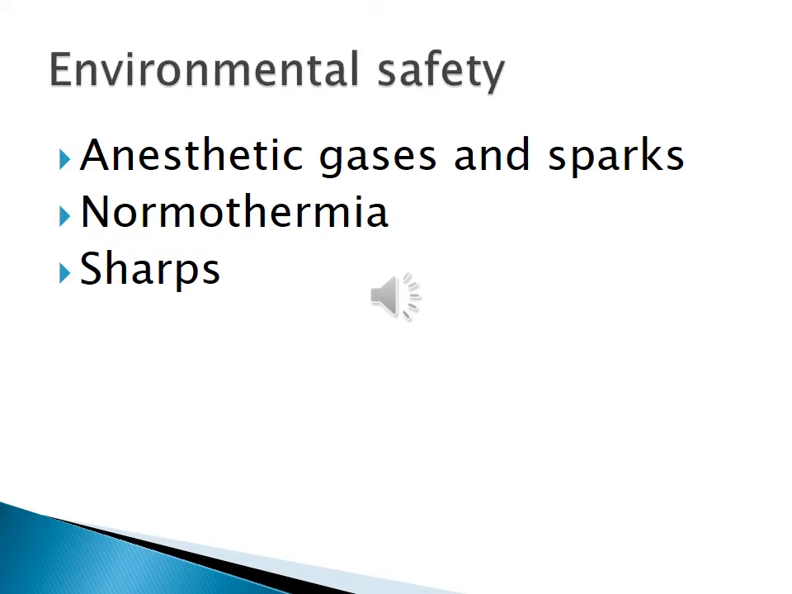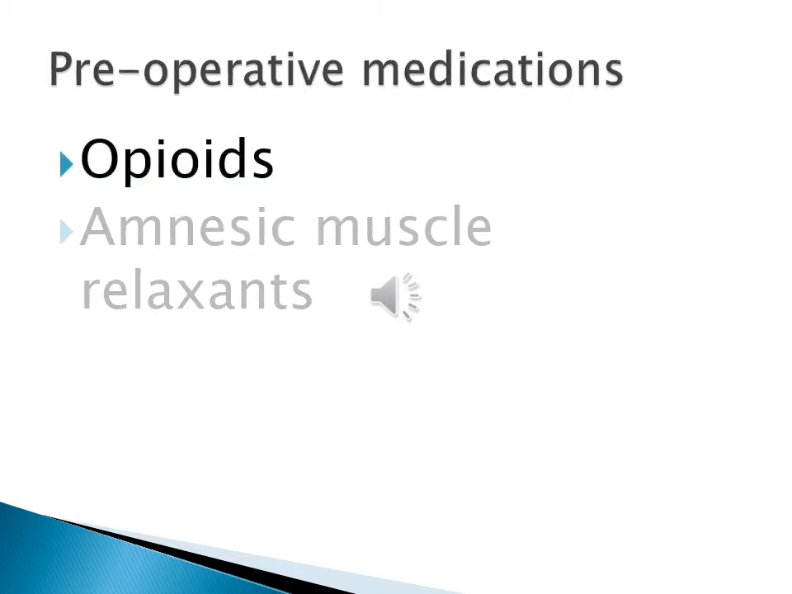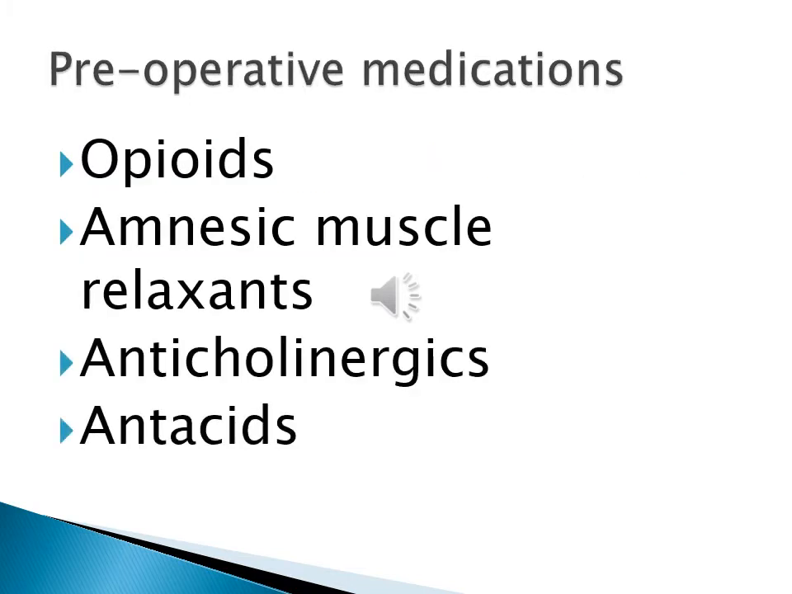Environmental safety. There could be anesthetic gases and sparks. We want them in normothermia, and then just watching out for sharps, so the needles are most often what is seen in surgery, or the knife blades. Preoperative medications, you'll see opioids given, amnesics, muscle relaxants, anticholinergics, and antacids a lot of times are given.